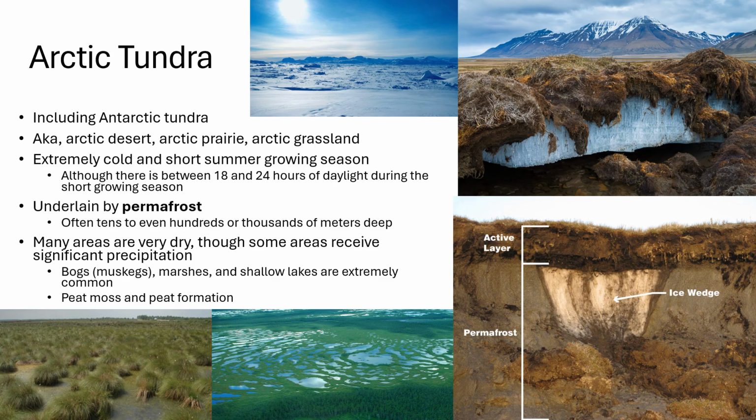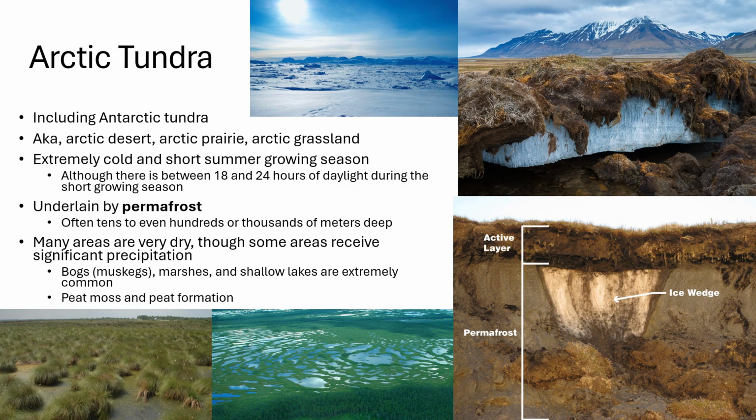Even if there is 18 to 24 hours of daylight during that short growing season, it might only be 2 months of growing season. The soil tends to be underlain by permafrost. Permafrost is permanently frozen soil, and it's often frozen at depth that can be like thousands of meters deep in extreme examples.